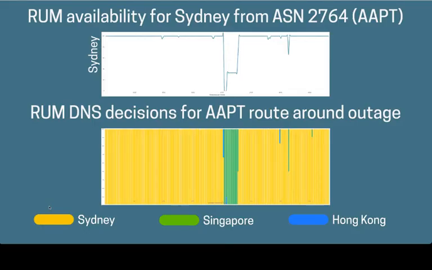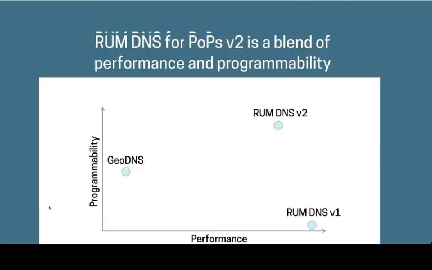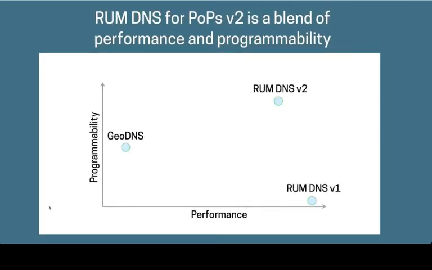You can see AAPT switching over from Sydney and then to Singapore. So we've had a few versions of Rum DNS. This is version 2. Version 1 is very simple. It was done in the summer of 2016, and it just did the fastest thing. We love GeoDNS, though, because you can have a lot of programmability, a lot of health checking, a lot of logic. And so we put a lot of that logic that LinkedIn needed into version 2.